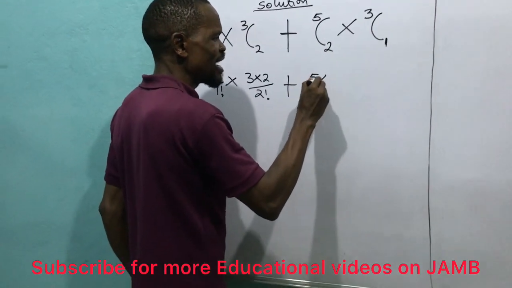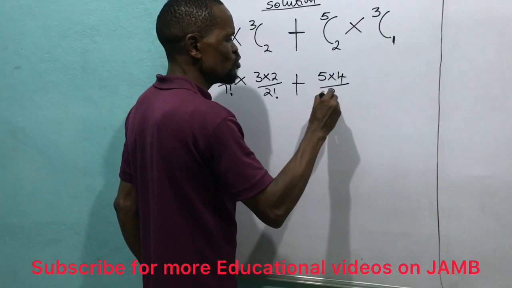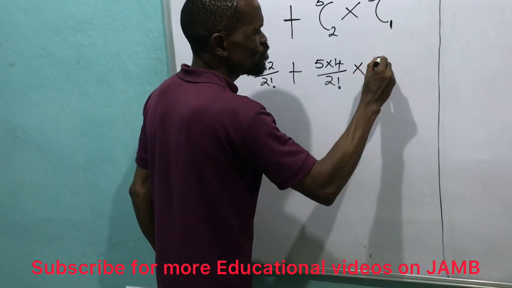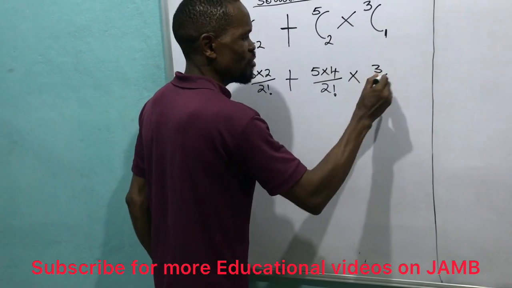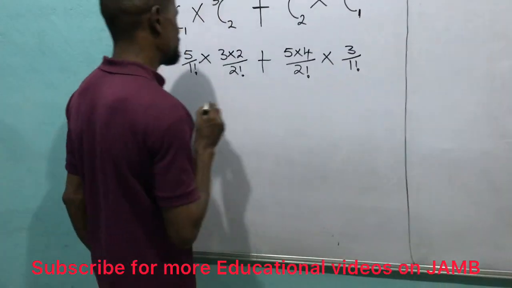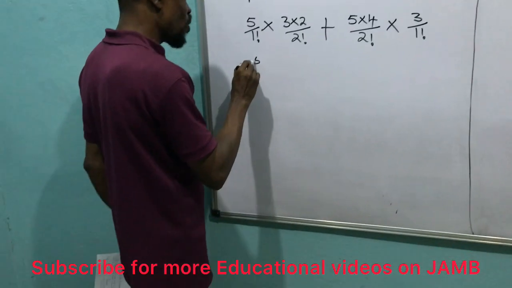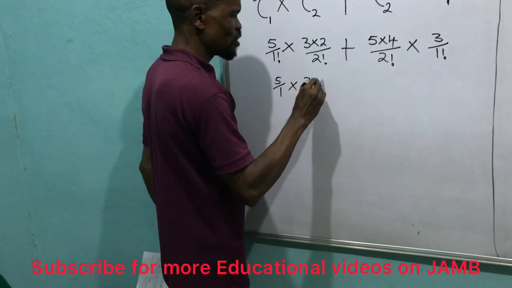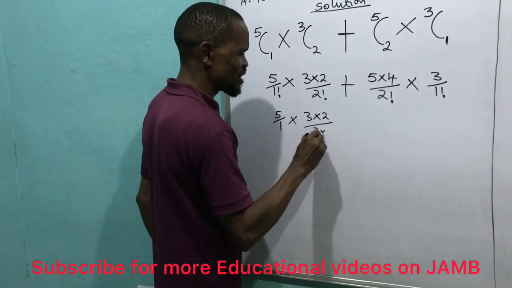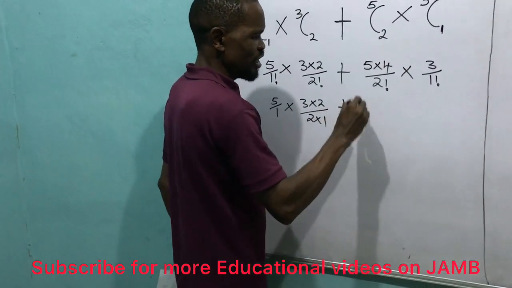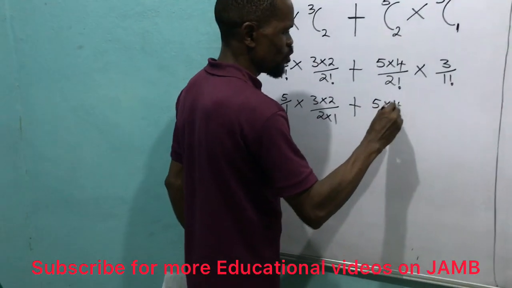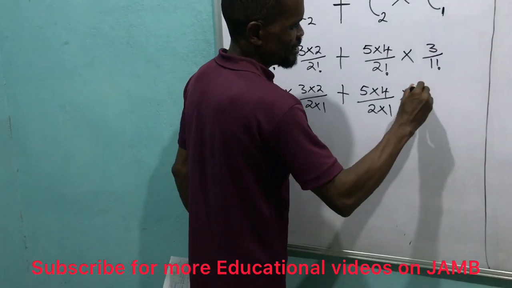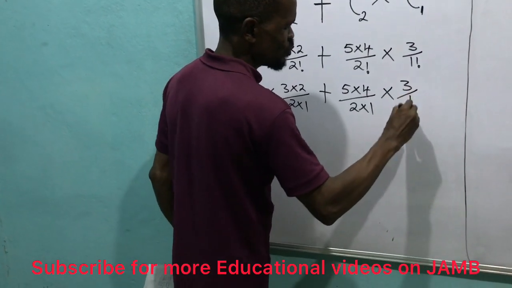That means 5 times 4 all over 2 factorial, times 3 choosing 1, means 3 should go down by 1, which is only 3 over 1 factorial. And 1 factorial is 1. Times, this becomes 3 times 2 all over 2 times 1, plus this becomes 5 times 4 all over 2 factorial, which means 2 times 1, times 3. 1 factorial is 1.